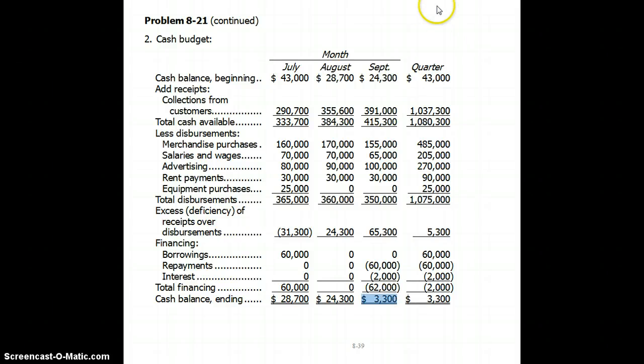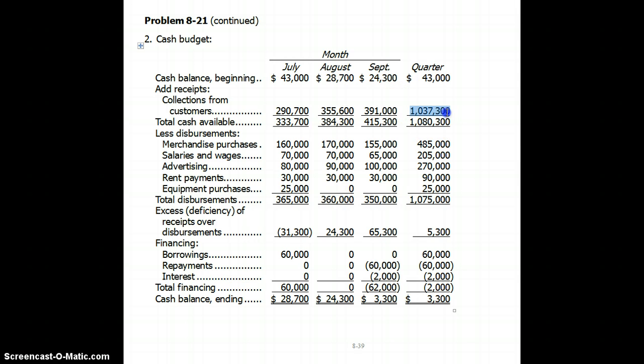The last thing I would just make mention of is the quarter totals. You want to be careful if you're to calculate the quarter totals. The quarterly beginning balance is the beginning balance of the quarter. Well, the beginning month of the quarter is July, therefore the beginning cash balance, the balance for the quarter, is that which existed on July 1st.